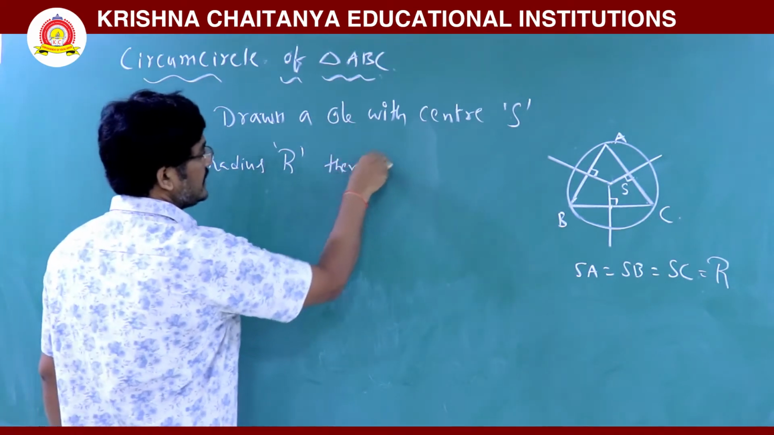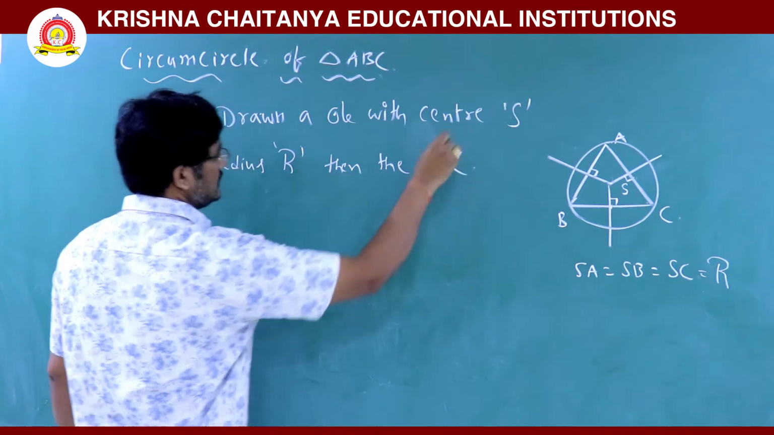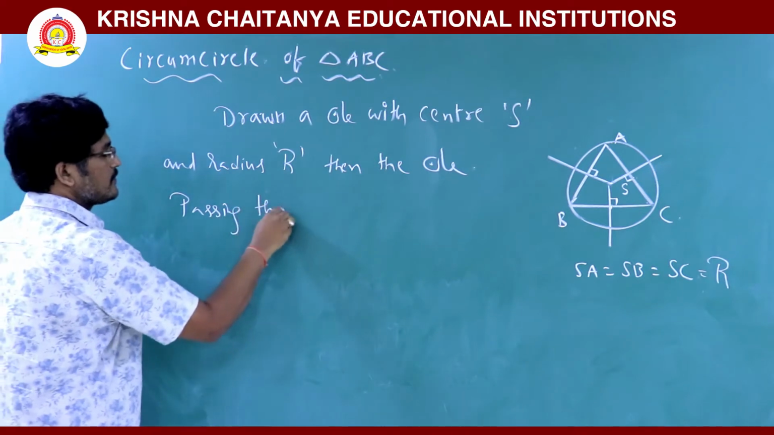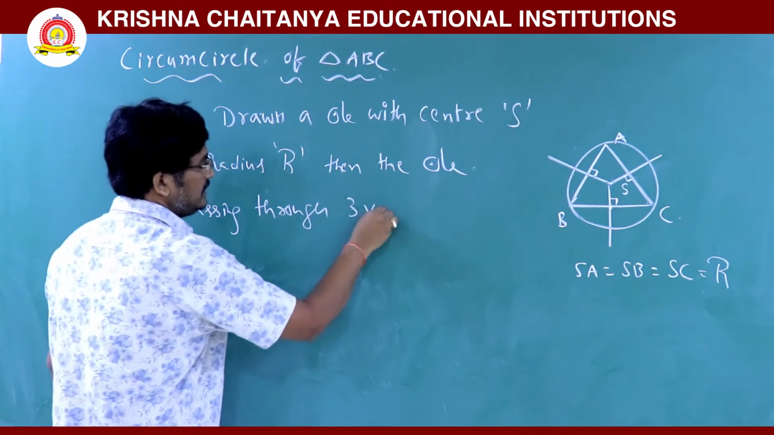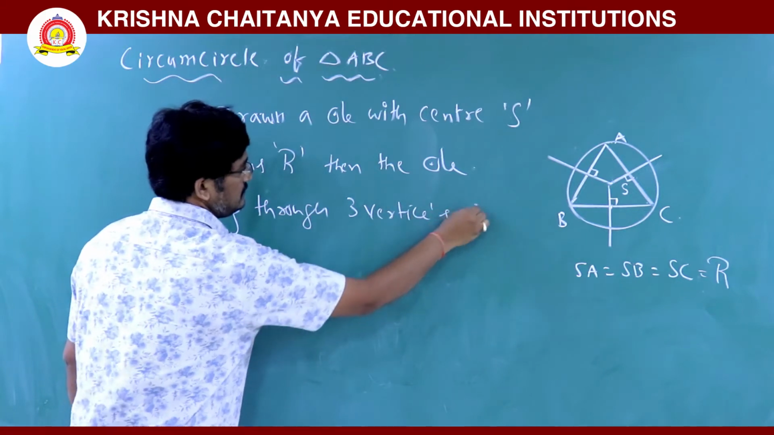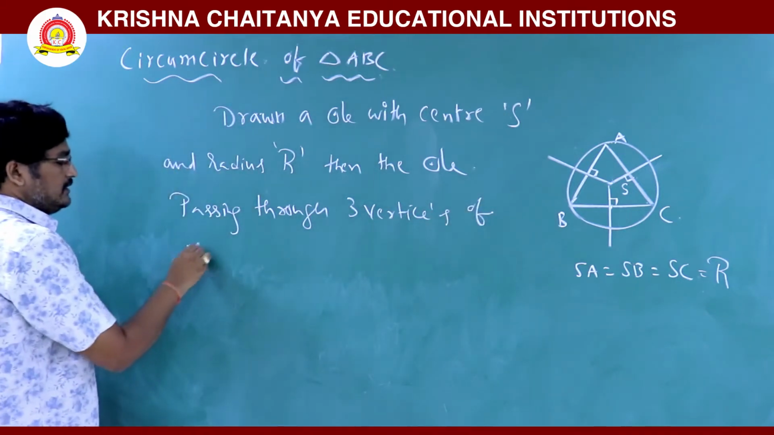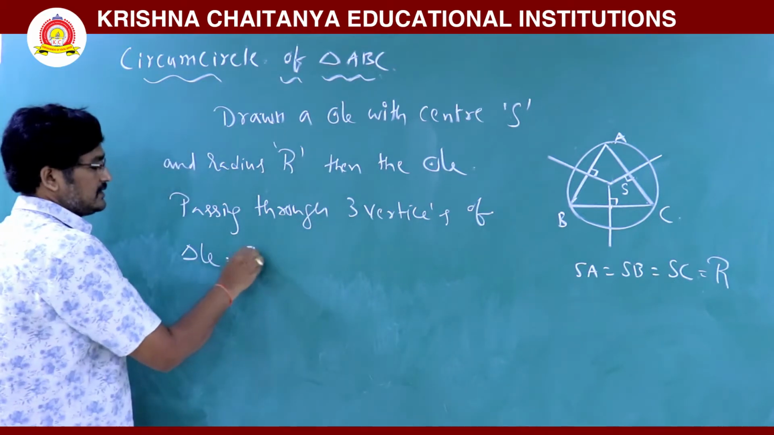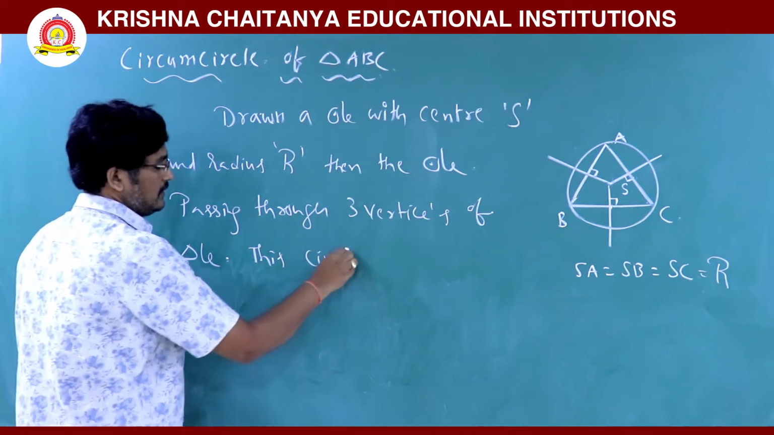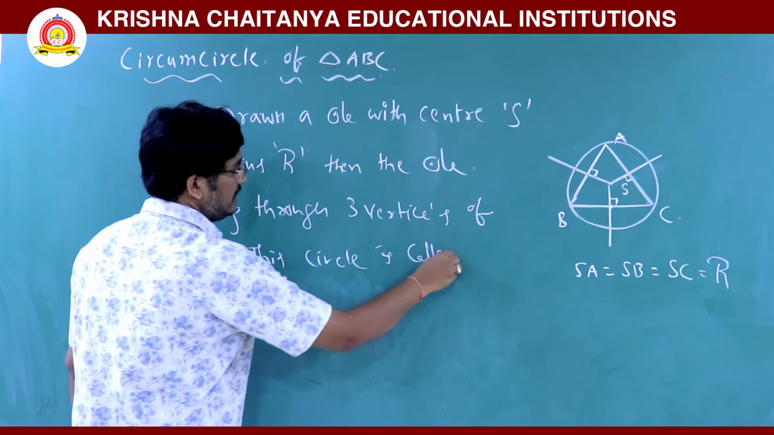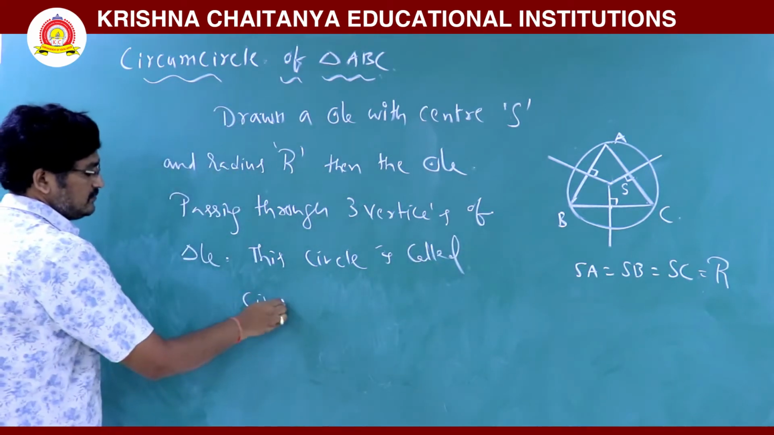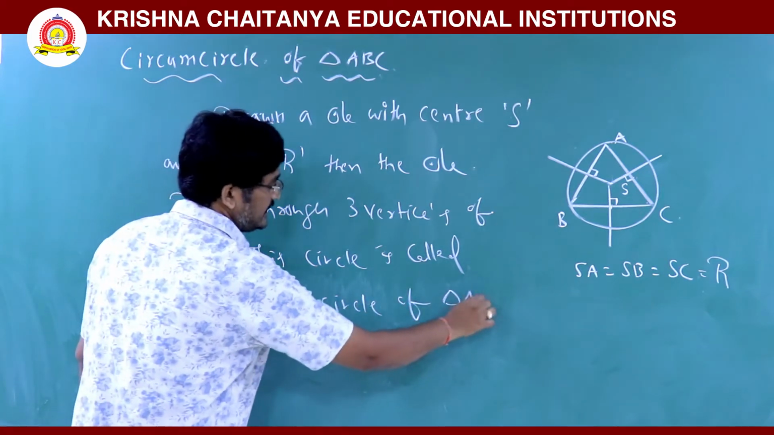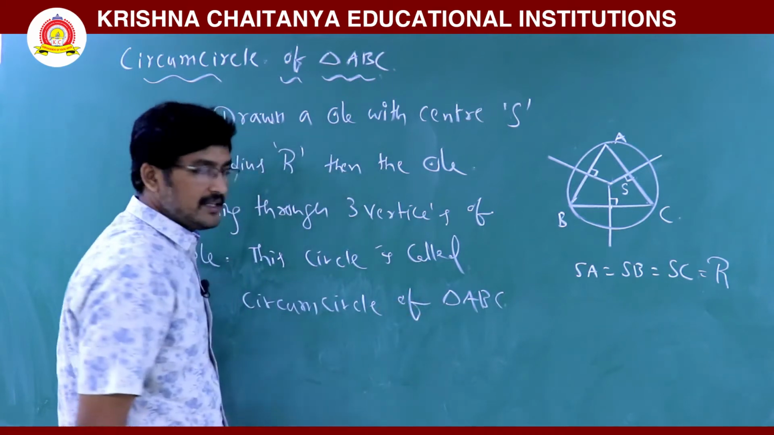Then the circle passing through the three vertices of the triangle is called the circumcircle of triangle ABC. Okay, this circle is called the circumcircle of triangle ABC. That is the definition of the circumcircle of triangle ABC.